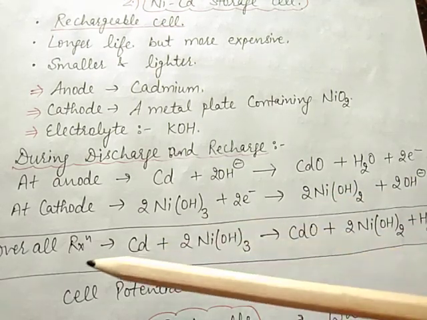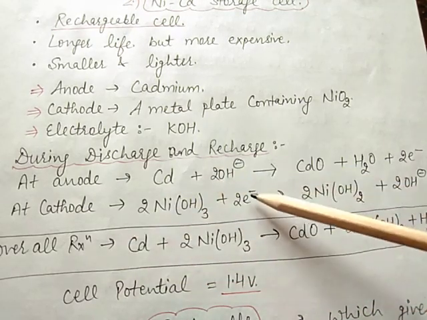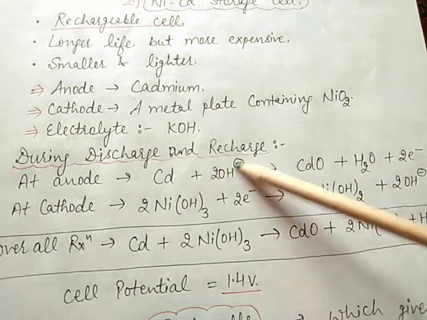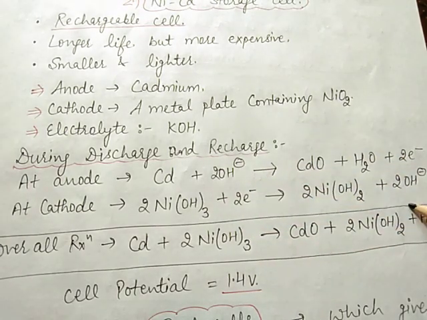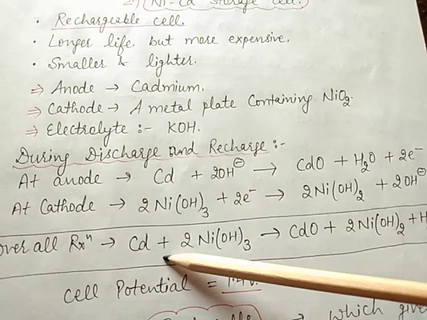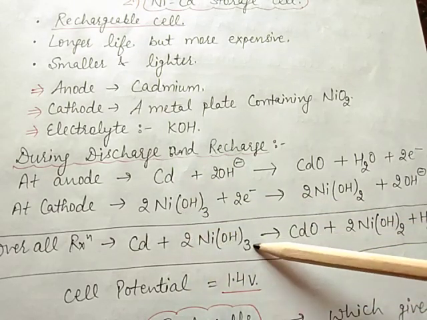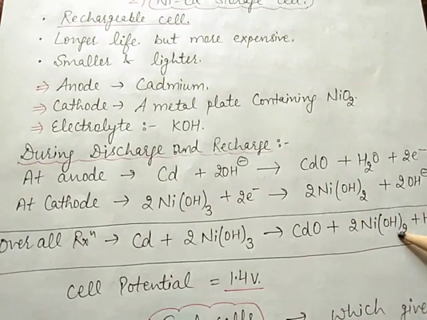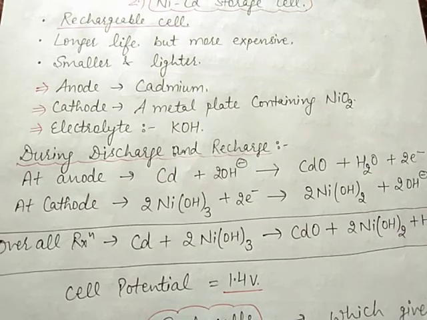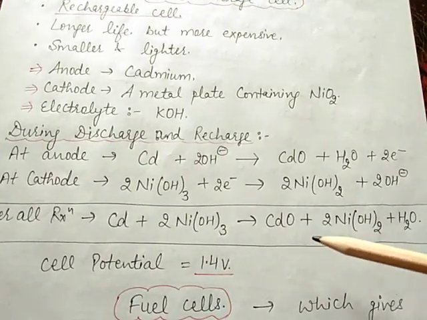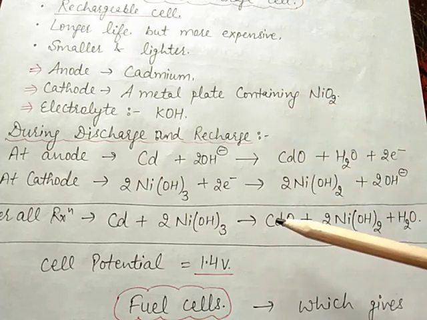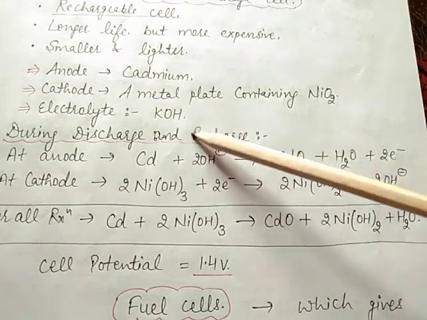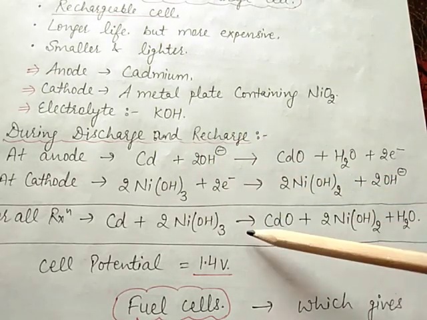Then the net reaction: the 2 electrons cancel out, and the 2 OH negative ions cancel out. After adding these reactions, cadmium plus 2 NiOH thrice gives cadmium oxide plus 2 NiOH twice plus water. This is the net reaction of the nickel cadmium storage cell.